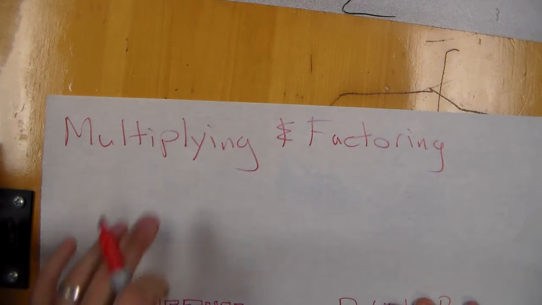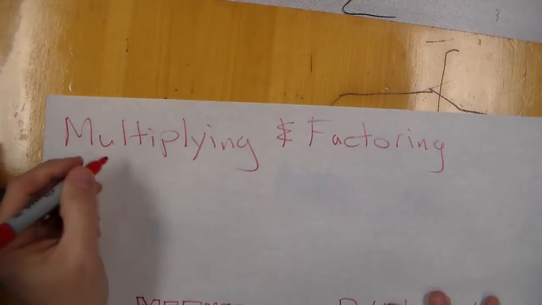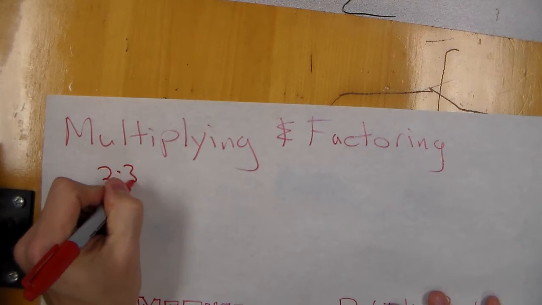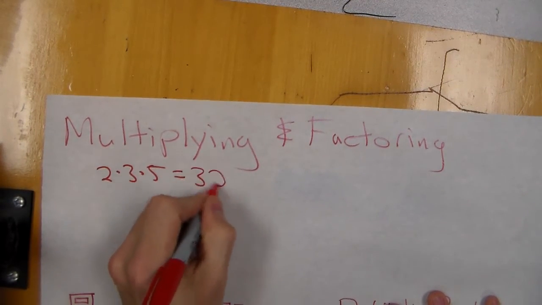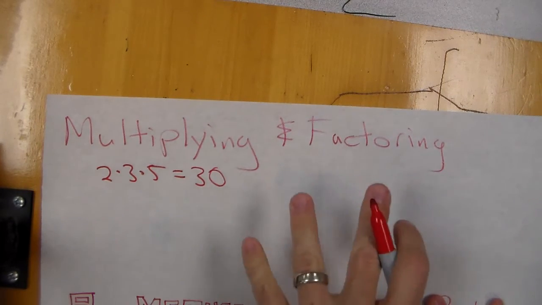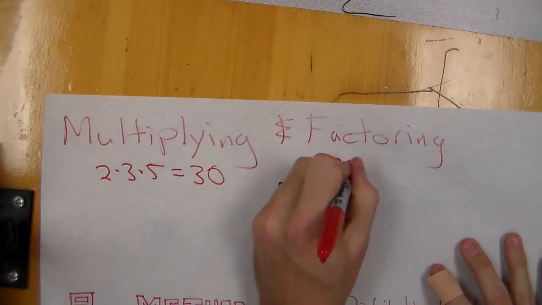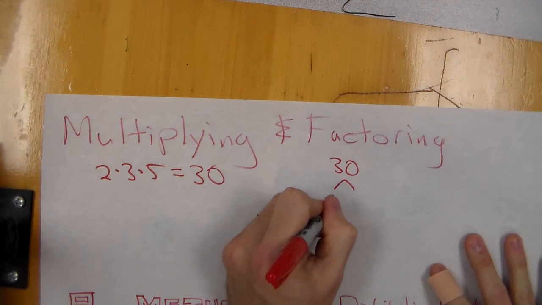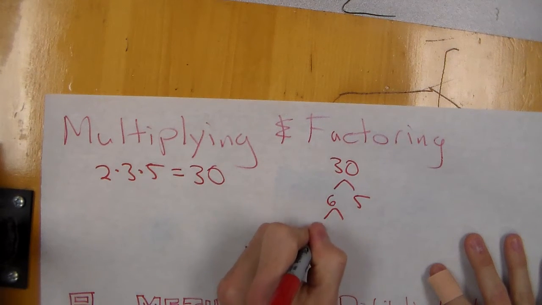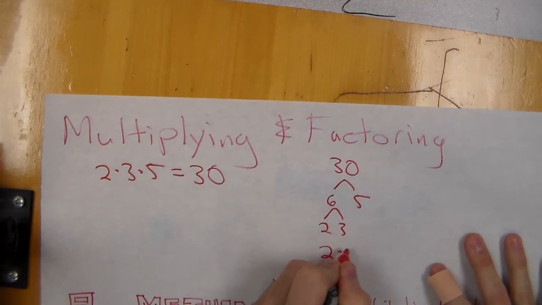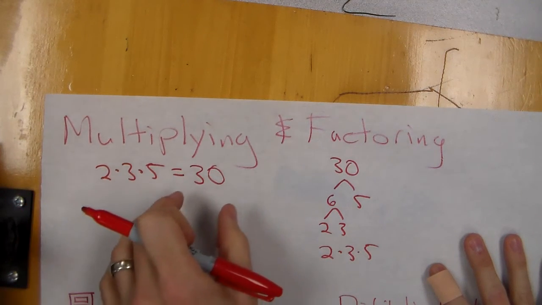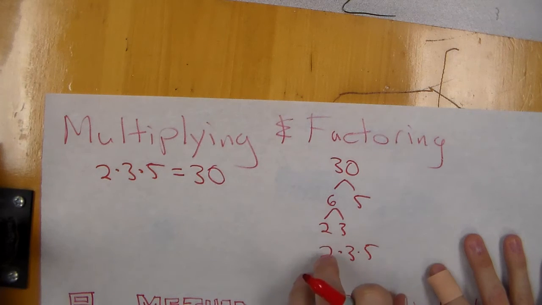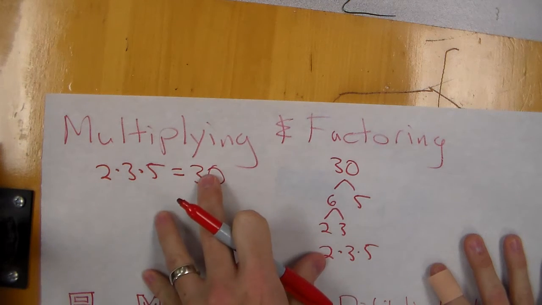So let's look at the difference between multiplying and factoring. If I gave you the numbers 2 times 3 times 5, you would multiply these together and get an answer of 30. But if I went to the other side of that and said, what are the factors of 30, you'd probably go through and say, well, that's 6 and 5. 6 is 2 and 3, so it's 2 times 3 times 5. So whereas multiplying puts it together, factoring takes it apart, and they're related to each other in that way.